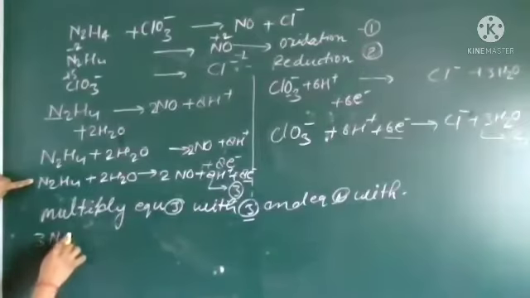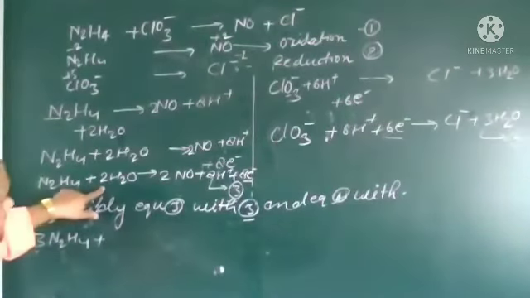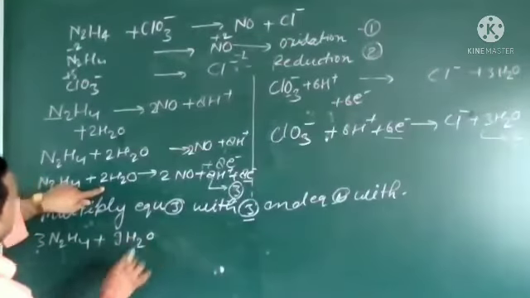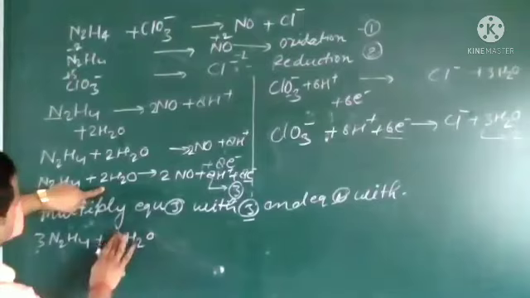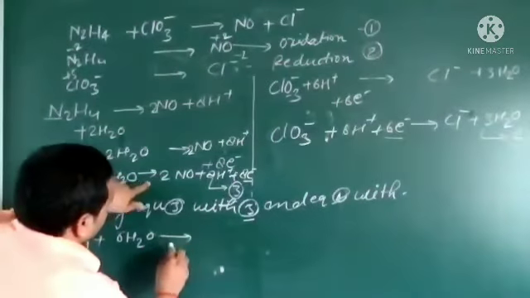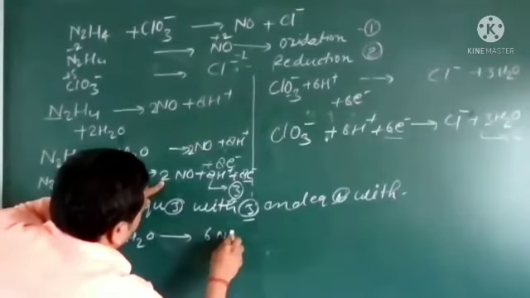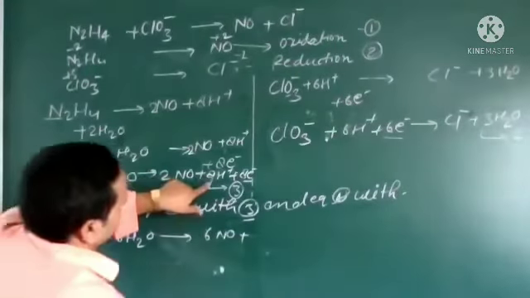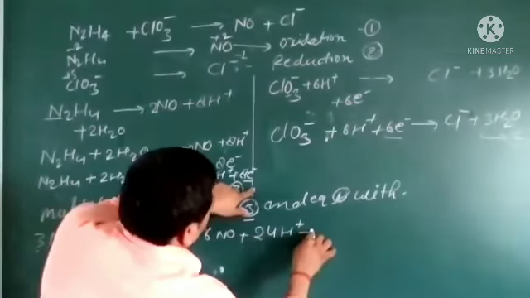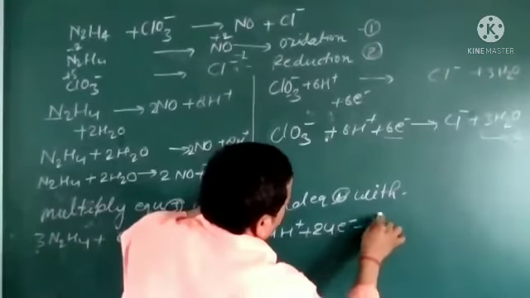3N2H4 plus 6H2O, sorry, 6 H2O, not 9, gives out 6NO plus 24H plus and here 24 electrons. This is equation number 5.